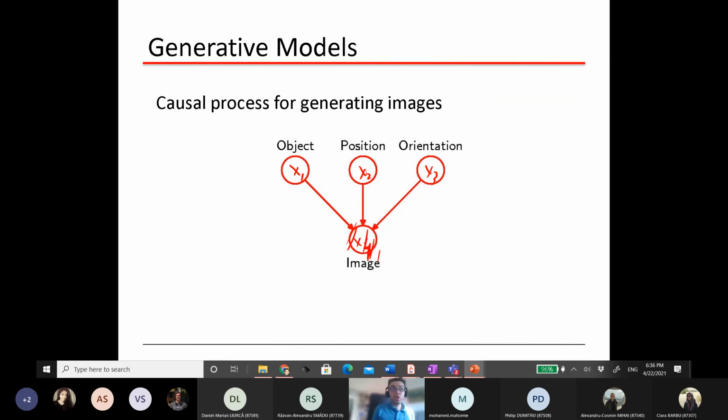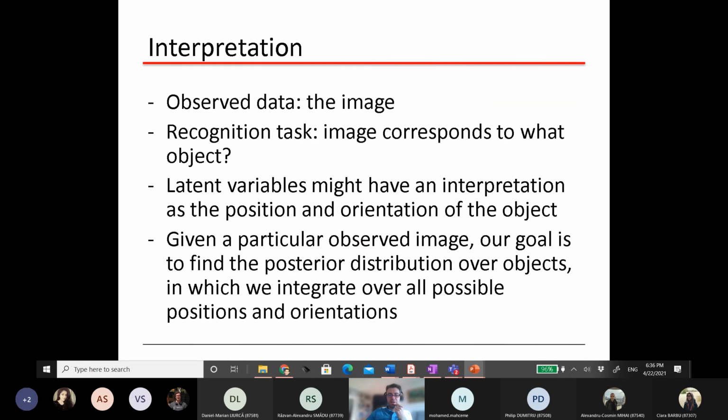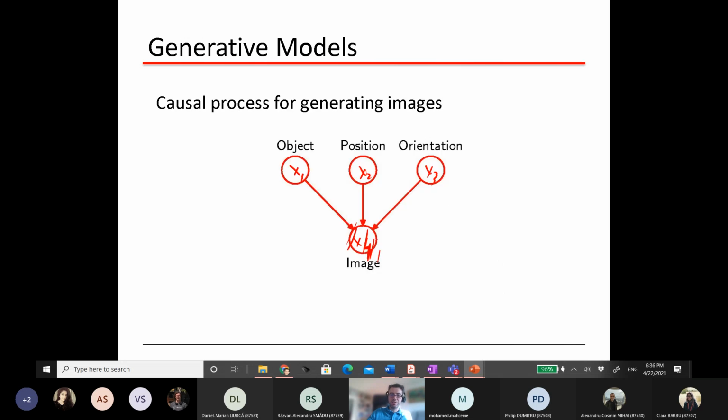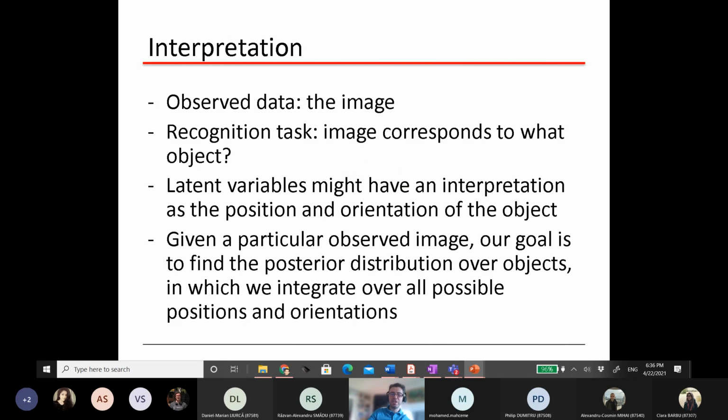So the object, we don't know the object. We actually want to find which is the object in computer vision. The position, the orientation is the same. And now let's see how we can imagine this to be a generative model. So the observed data is the image. And of course, in a recognition task, it would be the image corresponds to what object. So in a recognition task, we are given the image. We would like to find the object. But let's see in a generative task.